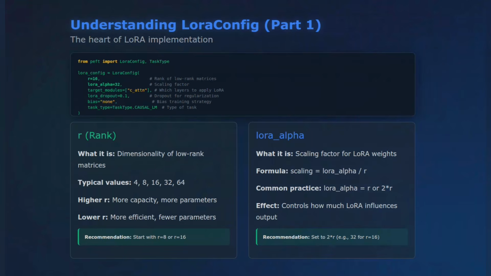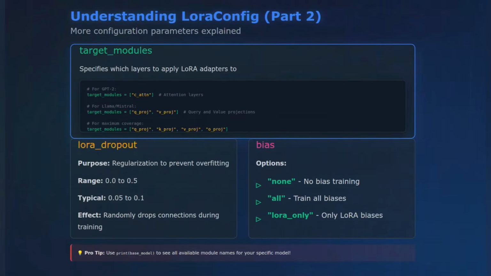Next, lora_alpha. This is a scaling factor. It controls how much influence the LoRA adapters have. A common practice is to set it equal to r or twice r. Moving on, target_modules. This is where you specify which parts of the model to apply LoRA to. For GPT-2, we target the attention layers, c_attn, for the combined query key value projection. You could also target c_proj, c_fc, or other layers depending on your needs. More target modules means more trainable parameters.